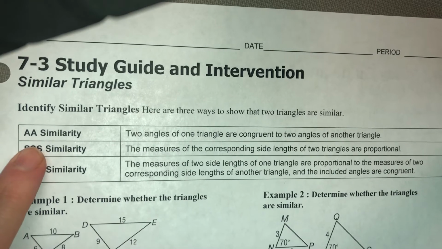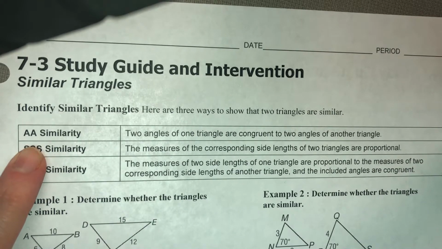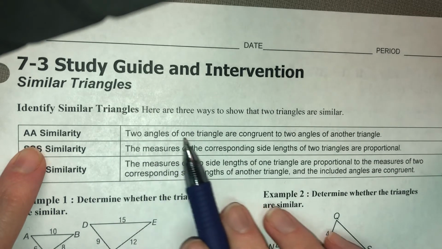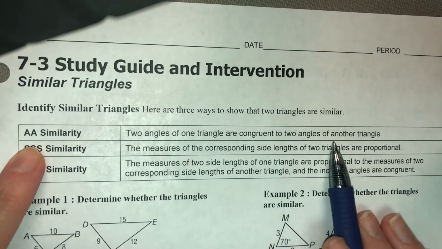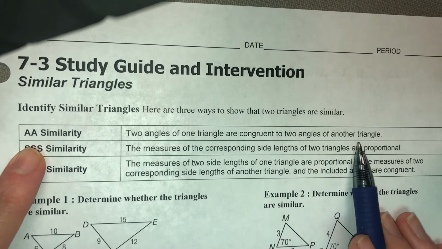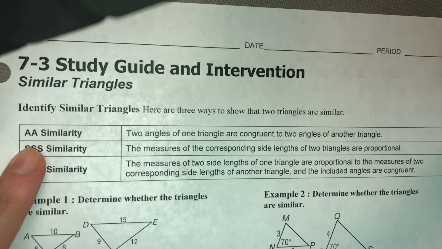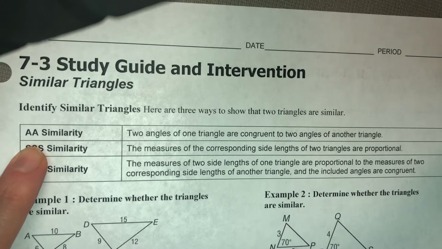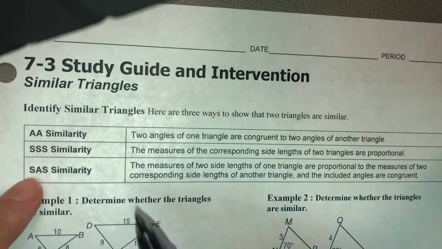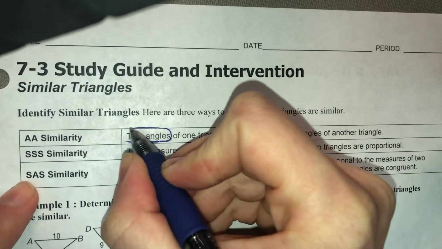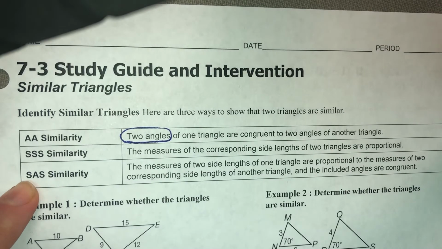The first one is called AA similarity, which is when you have two angles of one triangle that are congruent to two angles of another triangle. That's because if the first two angles are congruent, the third one also has to be congruent. So just knowing any two angles of one triangle are the same as any two angles in another will be enough to say with certainty that the triangles are similar to each other.